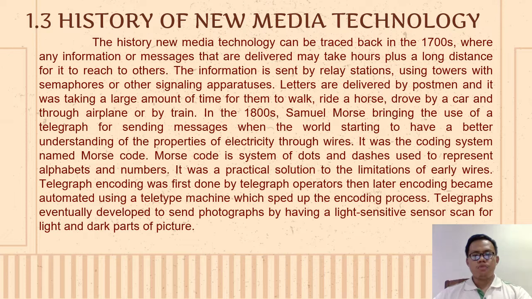In the 18th century, Samuel Morse brought the use of the telegraph for sending messages, when the world was starting to have a better understanding of the properties of electricity through wires. It was the coding system named Morse Code. Morse Code is a system of dots and dashes used to represent alphabets and numbers. It was a practical solution to the limitations of early wires. Telegraph encoding was first done by telegraph operators, then later encoding became automated using a teletype machine, which sped up the encoding process. Telegraphs eventually developed to send photographs by having a light-sensitive sensor scan for light and dark parts of a picture.